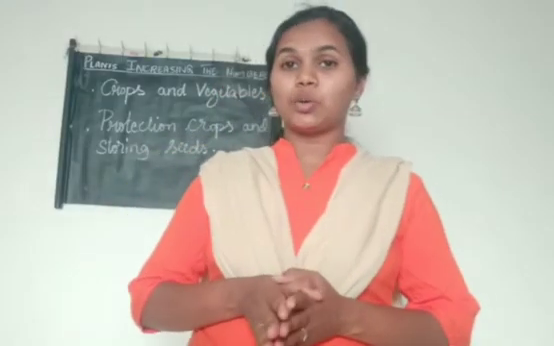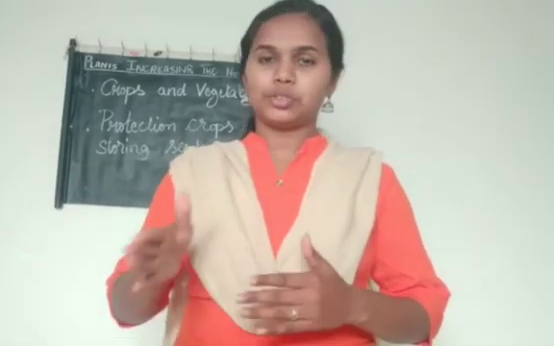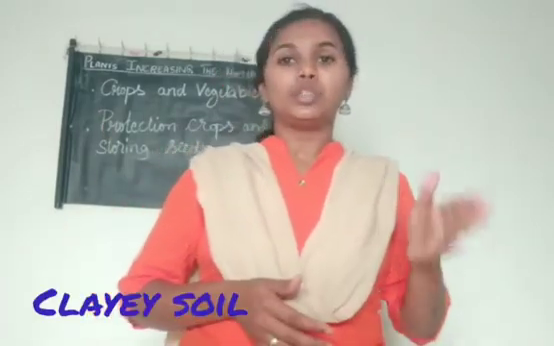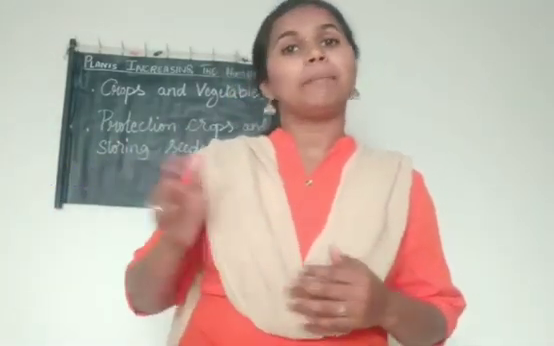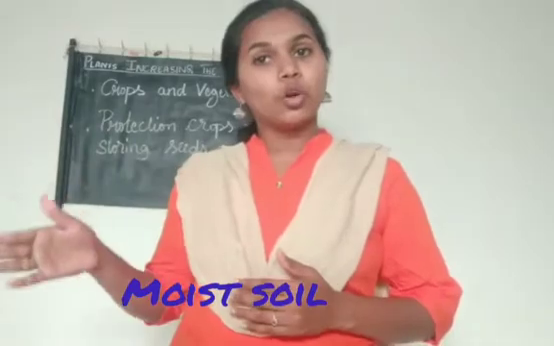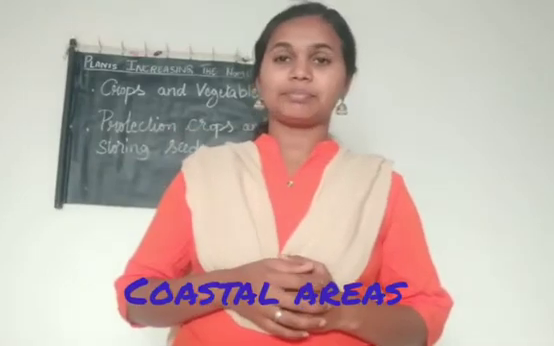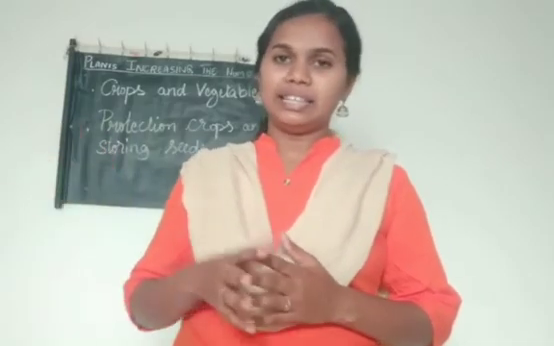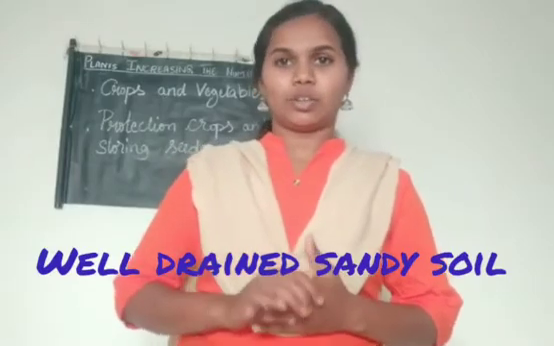Different plants not only grow in different climate or seasons but also require different kinds of soil. Like rice and jute grow in clayey soil, jowar and bajra grow in sandy soil, cotton grows well in black soil, tea plants need moist soil and grow on the slopes of the hilly areas, coconut trees grow in coastal areas, maize will grow in dry soil on the plains or hills, onions and groundnut need well-drained sandy soil.